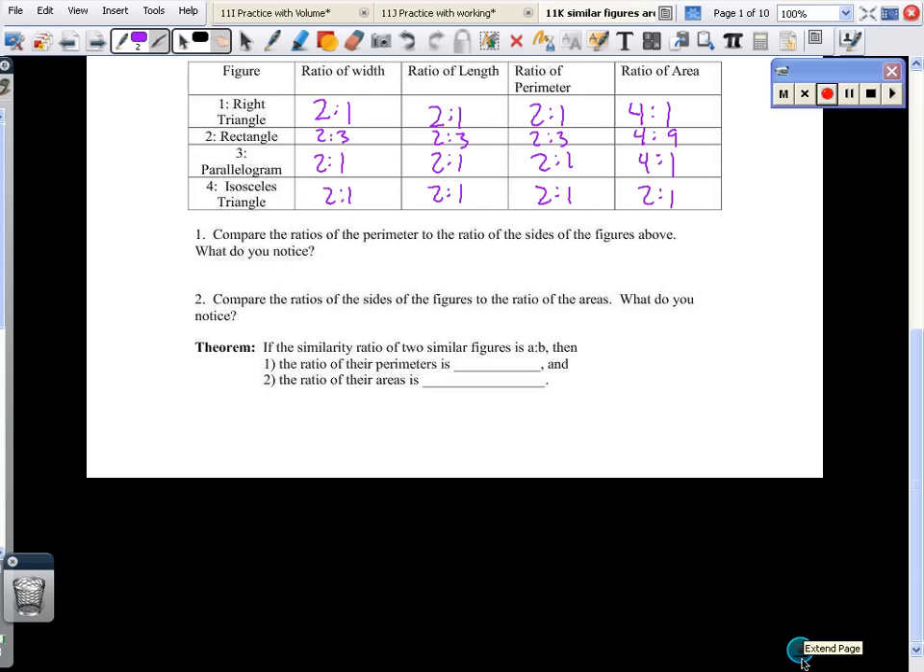Number 1 says to compare the ratios of the perimeter to the ratio of the sides of the figure above. And what do you notice? The ratios of the perimeter to the ratios of the sides, so the width and length, or the base and the height. Well, what you should notice is that they are all the same.